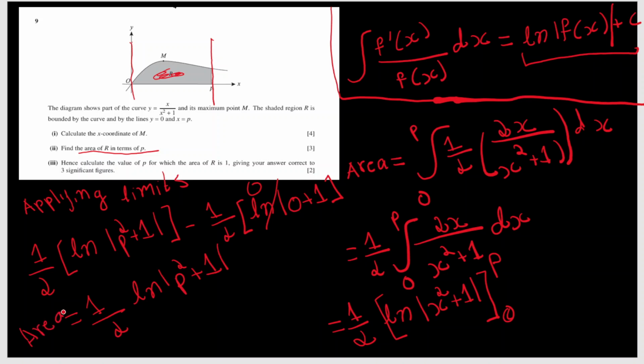The main thing in this question was that you have to recognize this, because otherwise you can't solve the integral. If you do this, you have easily done the question. So now we are going to be solving the third part. Hence calculate the value of p for which the area of R is 1, giving your answer correct to 3 significant figures. So get your calculators ready and we're going to get going.